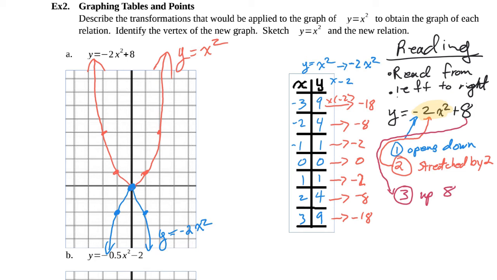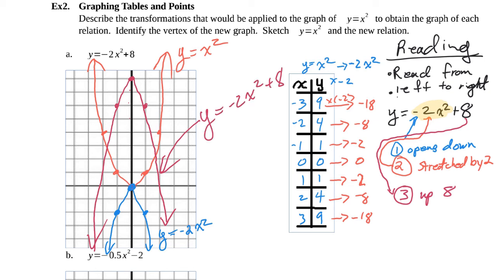So I'm going to move the vertex up 8 points. 1, 2, 3, 4, 5, 6, 7, 8. So there's our vertex. And I move up all the other points that I see. So there's the other point. There's the other point. And then the rest looks like this. So there is our upside down and stretched parabola, where y is equal to -2x squared plus 8.